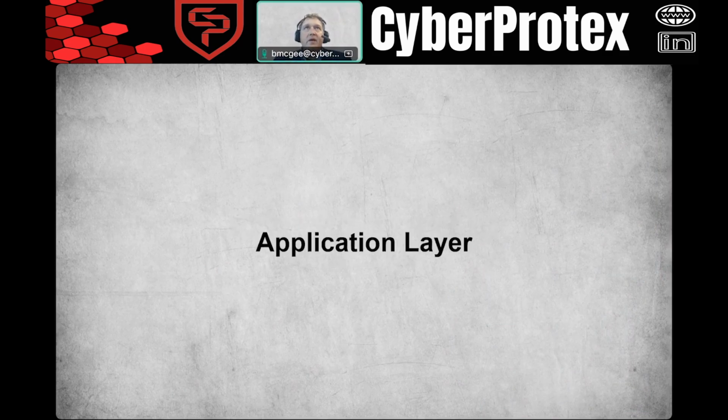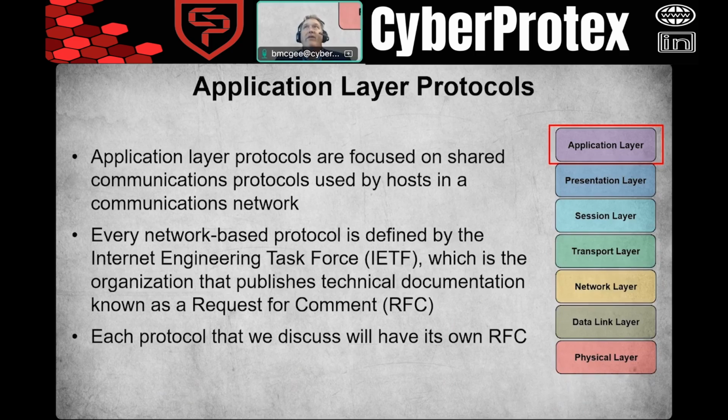So at the application layer, which layer is that again? Somebody put it into the chat for me, just to make sure you guys are paying attention. That's correct, layer 7, good. It's layer 7 of the OSI model, the top layer. That's where the shared communication by the host, so us, that's where that magic happens.